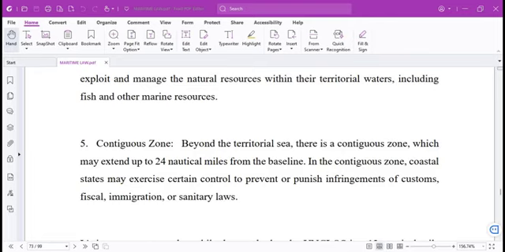What this means is that in the contiguous zone, coastal states may exercise certain control. This control is necessary and important to prevent or punish infringement of customs, those that go against the rules, the infringement of customs, fiscal, immigration, or sanitary laws.